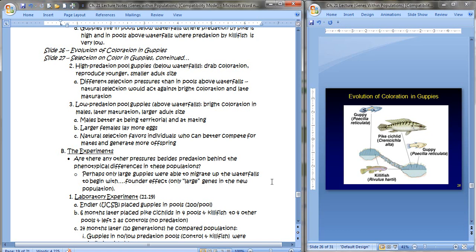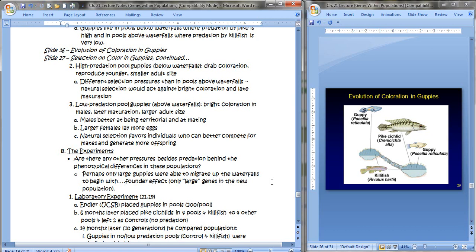The high predation pool guppies, remember that's below the waterfall, were observed to have very drab coloration. They reproduce at a younger age and the adults don't get very large. There were different selection pressures than in the pools above the waterfalls. Down low, natural selection would act against bright coloration and late maturation.